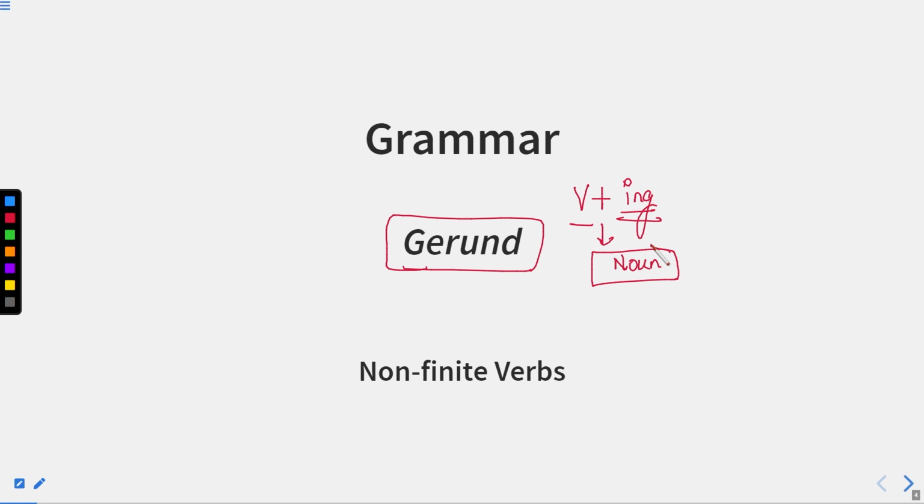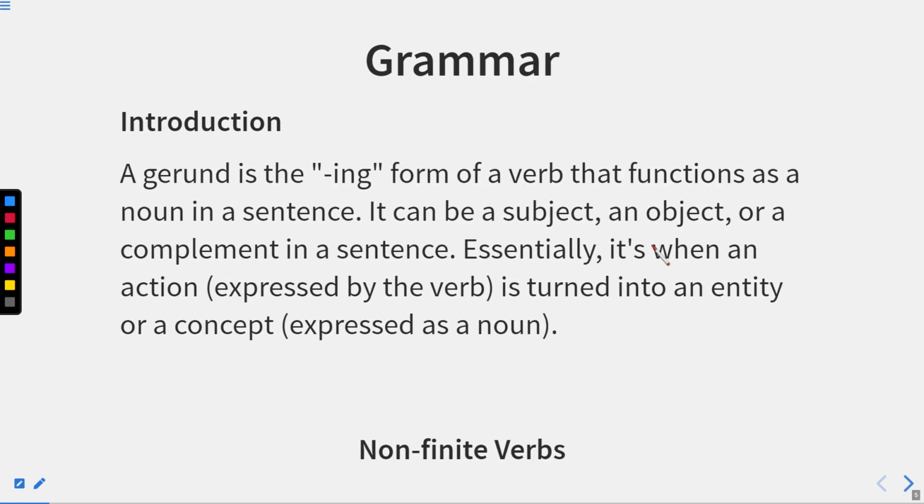Though we can have verb plus ing in various structures. For example, we can have continuous forms of verb in continuous tenses, we can have present participle. But here, the main point is that it should convert into a noun. Then only it is a gerund. Introduction. A gerund is the ing form of a verb that functions as a noun. So, this noun is very, very important in a sentence. It can be a subject or an object or a complement in the sentence.